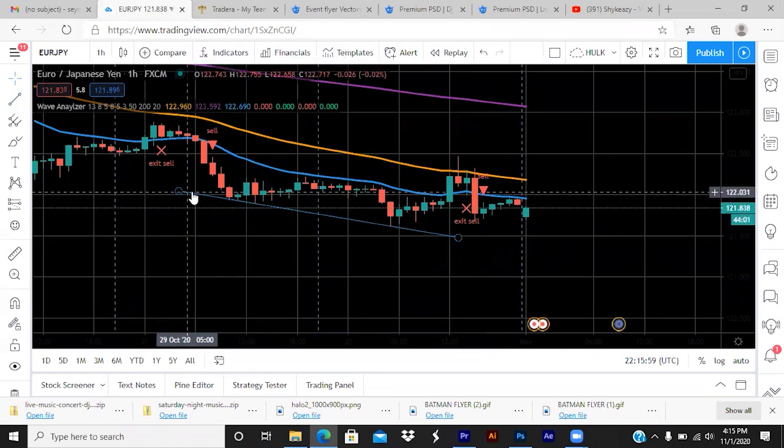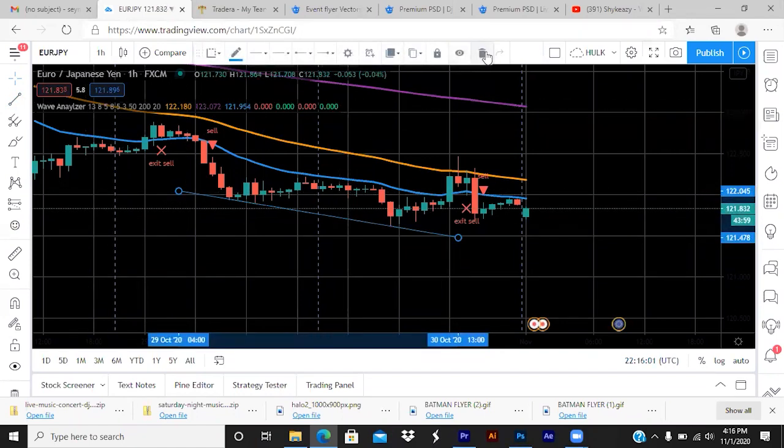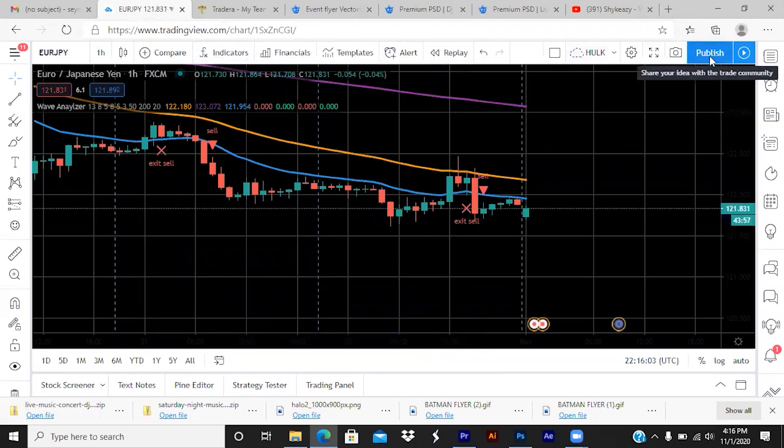And if you want to get rid of it, you can click on it and press X. Now, if you want to share it, you'll simply come to the publish button and share your ideas with the trade community, and you can send your link to whoever you want.